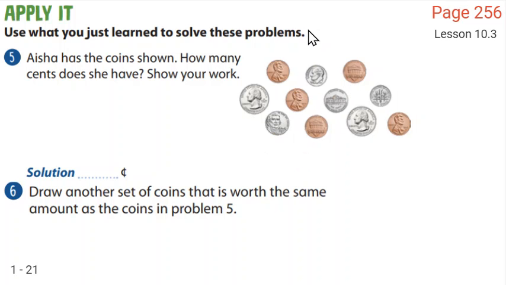So how many quarters does she have? Let's take a look here. And I'm going to put a cross through it just to show. So I have 1, 2 quarters. So that's 25 plus 25.